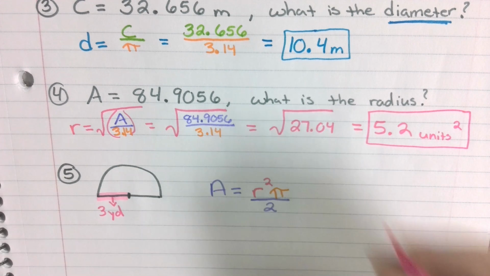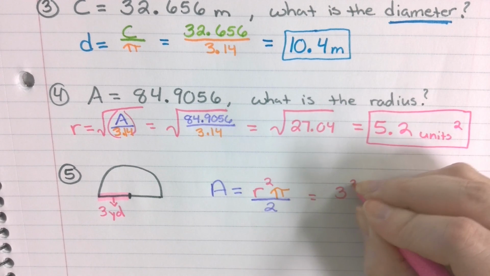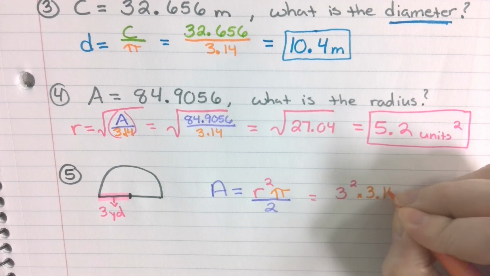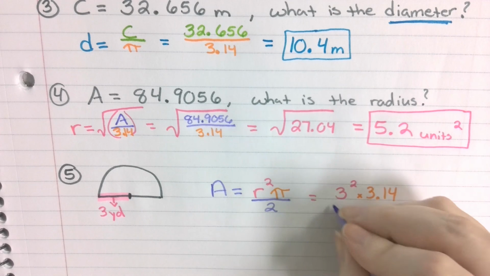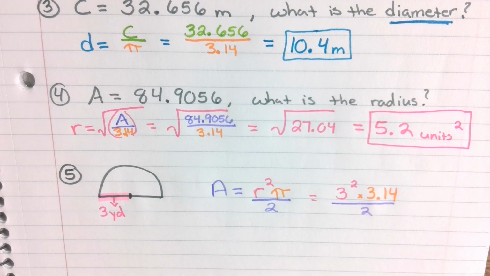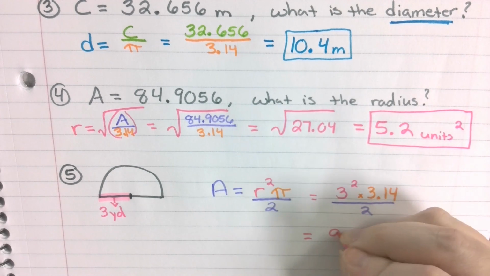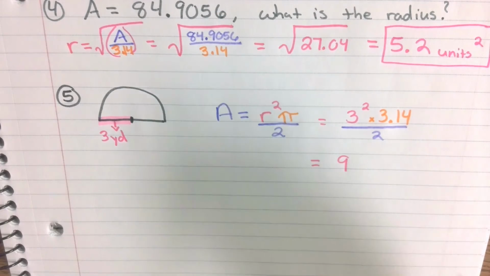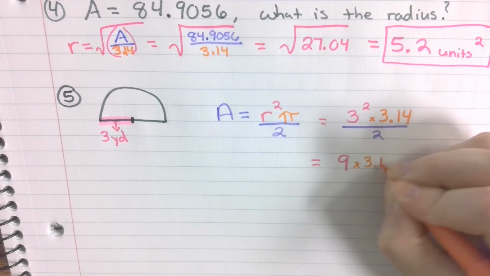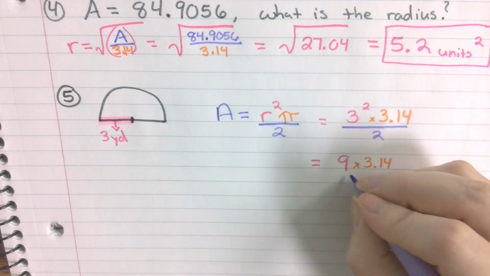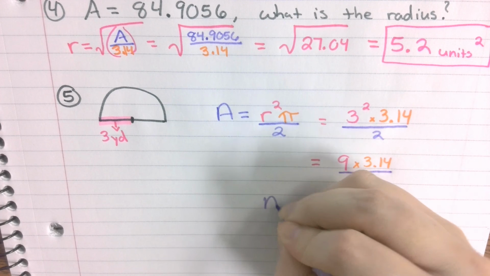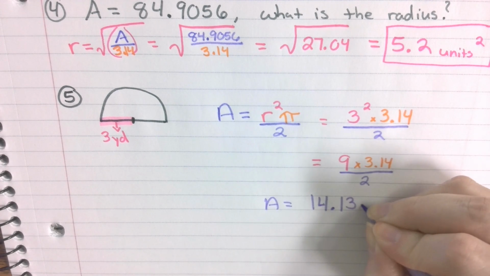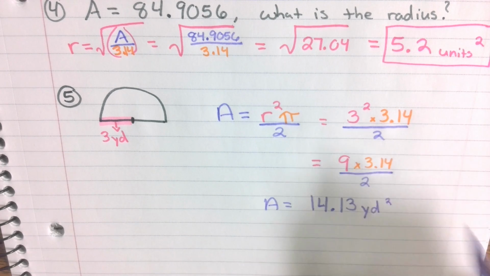Okay? So this is going to come out to 3 squared times 3.14, and then we're going to divide that by 2. Now 3 squared is 9. So we're going to do 9 times 3.14, and then divide that by 2. So our area will wind up coming out to 14.13 yards squared.